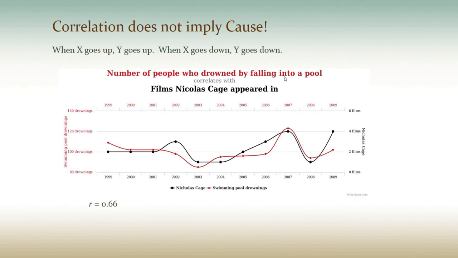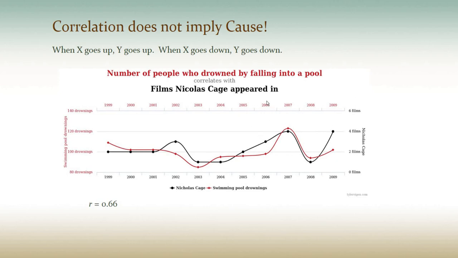The number of people who drown by falling into a pool in a year correlates with the number of films Nicolas Cage appeared in the year, with a reasonably high correlation coefficient of 0.66. In 1999, we start out, and then you see that there was a drop. They both dropped together in 2003, stayed low. There was a peak up in 2007 for both number of people who drowned by falling into a pool and the films Nicolas Cage appeared in, and then they dropped together.